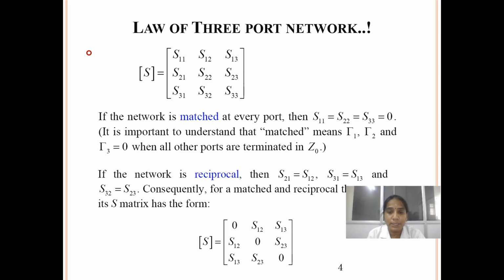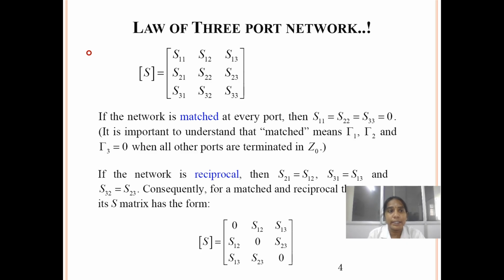And as per the reciprocal property, we know that S21 is equal to S12. As we have discussed earlier, if we give input in port 1 and get the output in port 2, that will be equal to the case when we interchange the input and output ports. That's why S21 is equal to S12, S31 is equal to S13, and S32 is equal to S23. So this is the basic concept.